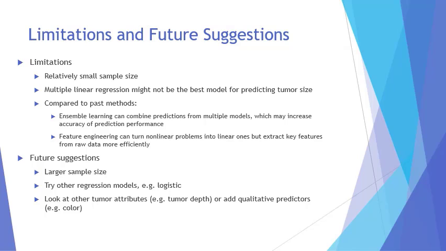Thus, to improve this study in the future, I could use a larger sample size to encompass the wide variety and different tumor attributes and try other regression models that could be better at addressing the non-linearity issues. Furthermore, I could also look at other tumor attributes such as tumor depth or add qualitative predictors like tumor color, which may also contribute to the prediction of tumor size and potential for growth.